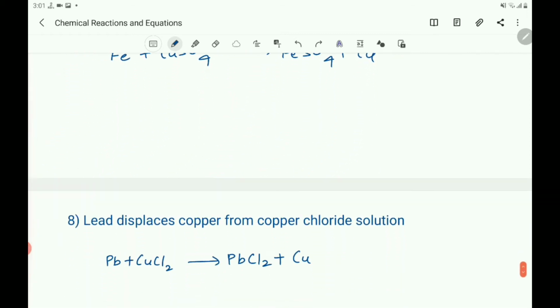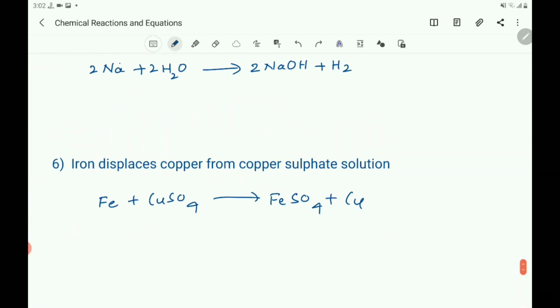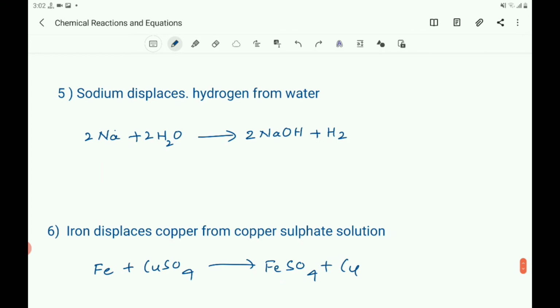One more example you take, that is lead displaces copper from copper chloride. Pb reacts with CuCl2 and displaces copper. That is, their products are PbCl2 plus Cu. And these are the examples of displacement chemical reactions.